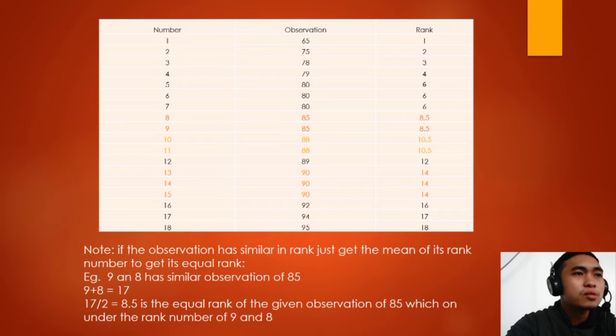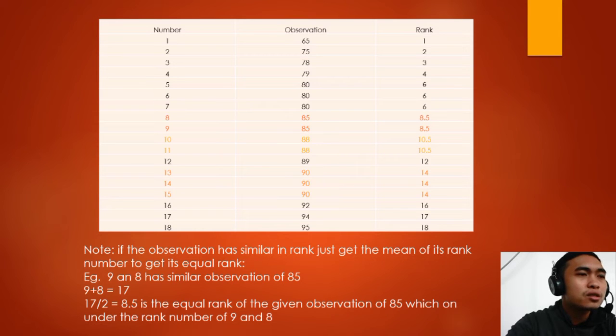As you notice, there are some similar results in the observations. So in order for us to get the ranking for tied observations, for example here the ranks 8 and 9, since they have the same observation, what we are going to do is get the mean of the rankings, which are 8 and 9. So we add 8 plus 9 equals 17 and divide it by 2. So the tied result is 8.5. That's why they will have a similar ranking, and the same goes for the others.